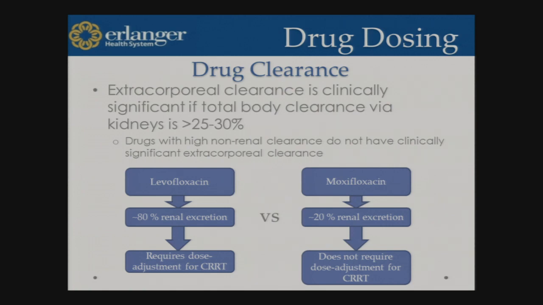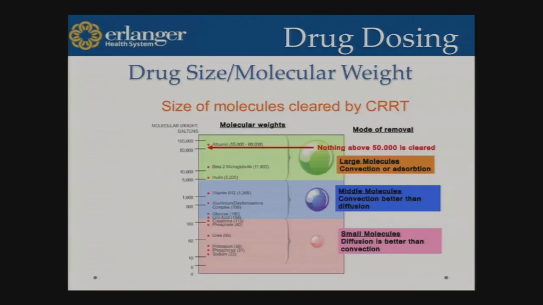So a general rule of thumb is if you have to renally dose adjust it, then you really need to assess how you're going to adjust it with the CRT. For example, Levaquin has about 80% renal excretion and does require dose adjustment for CRT, whereas Moxie has about 20% renal excretion and does not require dose adjustment via CRT. So with drug classes, you can't automatically say that all quinolones have to be dose adjusted for CRT, because that's not accurate. You really have to look at the drug properties.